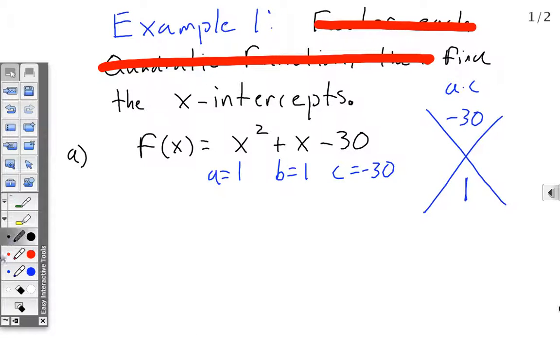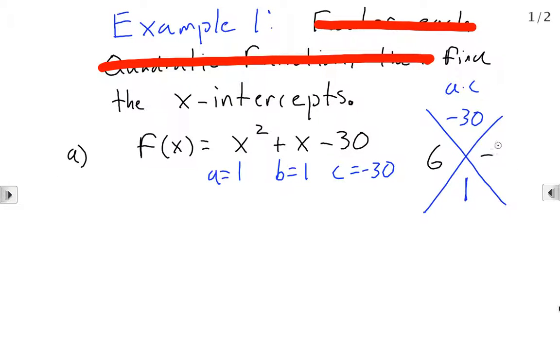To solve the diamond, we need to ask ourselves the question: what would add up to 1 and multiply to negative 30? I'll give you a second to think about that. And your time's up. I think positive 6 and negative 5. Right? 6 plus negative 5 is 1, and if we multiply them, we get negative 30.